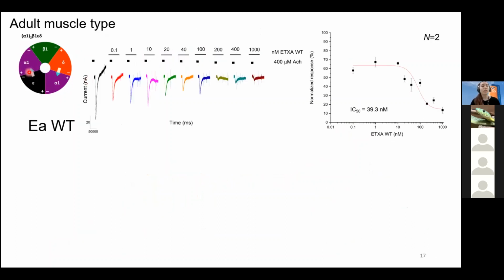So for the adult muscle type, again, on the left in black, it is the control current with just acetylcholine, and then in color, it is with the exposure to the toxin antagonist.